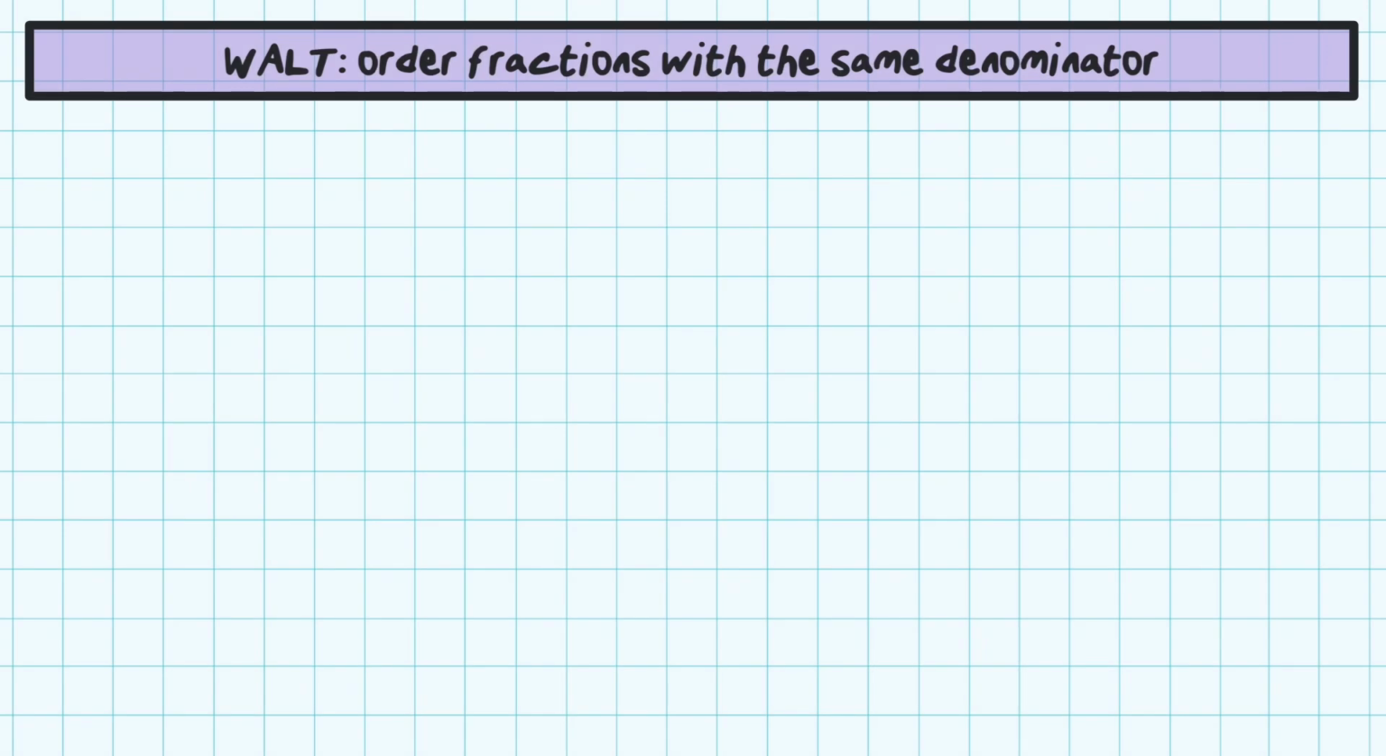Hello everybody, today we are learning to order fractions with the same denominator. I can already hear you asking, what the heck is a denominator? Well, if we think about a fraction, let's say we had 1/4, our denominator is this number underneath here. This is telling us how big the pieces are, or how many pieces we have split something into.